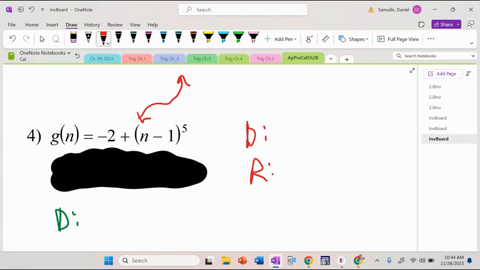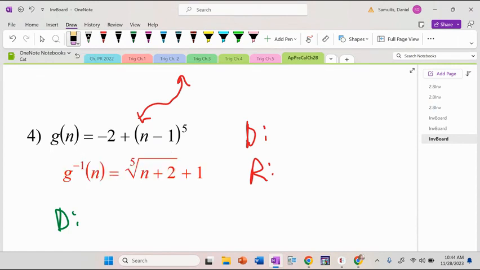Nice and calm. Okay, so here's this answer. I expect this one to be pretty good. Fifth root of n plus 2 plus 1 on the outside. Who's got 1? Do you have that answer? Yes or no? Okay, fifth root of n plus 2 plus 1. He got 4. Okay, do you have it? Okay, 1 point. Okay, good.